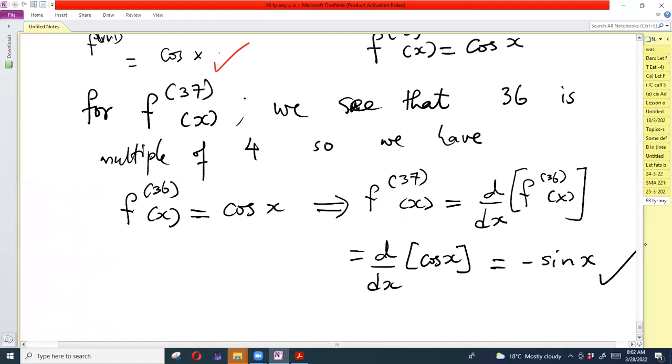So in that manner, you can actually predict any other higher derivative of f of x by just using this concept of the function repeating itself after 4 steps of differentiation. So thank you.